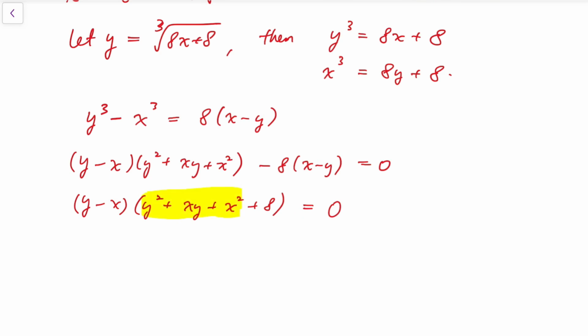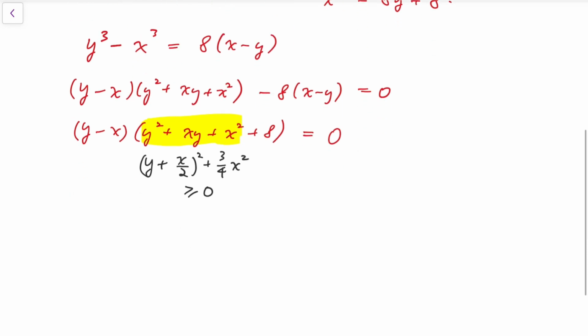But notice that these three terms added together must be non-negative, because by completing the squares, we can say it's equal to y plus x over 2 all squared plus 3/4 of x squared. So it's actually a perfect squared plus a positive number times a perfect squared. So it's always non-negative. And plus 8 means that the whole bracket must be positive.